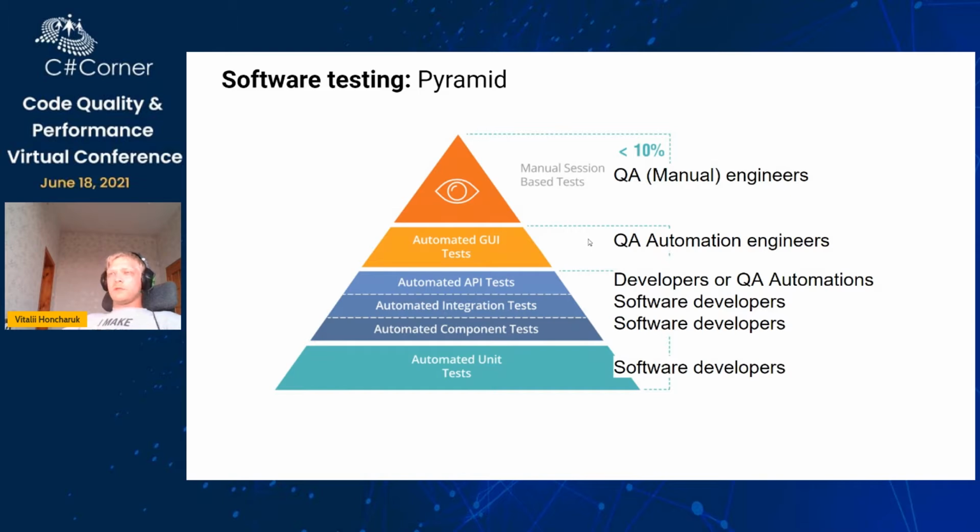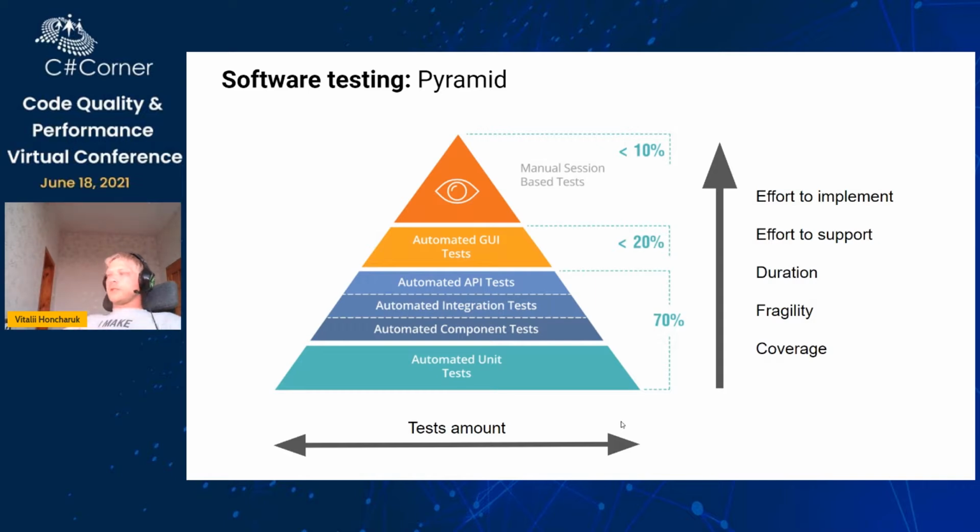And if we speak about automated API tests, we have 3 levels of integration testing: automated API tests, automated integration tests, and automated component tests. Usually all of them are done by software developers, and some of them, like API tests, can be done by QA automation engineers. And surely, in almost all projects we have unit tests, and they are also usually done by software developers.